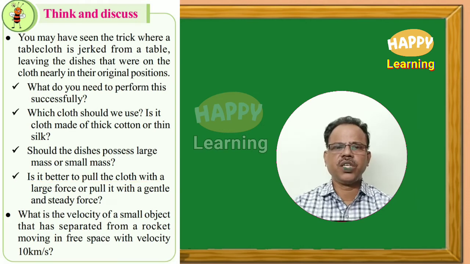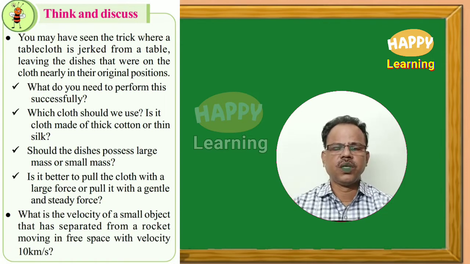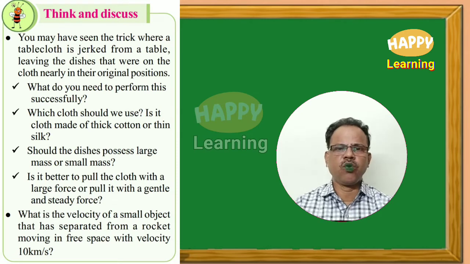What is the velocity of a small object that has separated from a rocket moving in free space with the velocity 10 km per second? See, students, when an object is separated from a moving object, just before the separation, both were moving together. Therefore, both the objects have the same velocity.